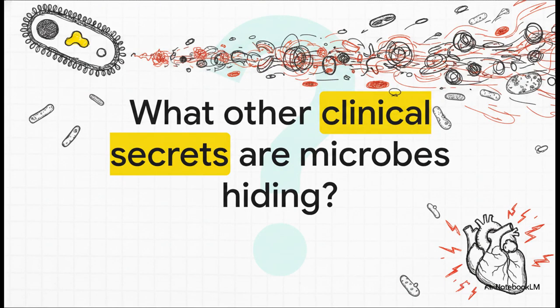As we wrap up this explainer today, I want to leave you with one final thought. If just a single lipid A molecule housed in a microscopic gram-negative cell wall can trigger a cascade that crashes an entire human cardiovascular system, what other catastrophic clinical secrets are these microbes hiding in their structures? Keep that curiosity alive as you tackle your next microbiology topic.